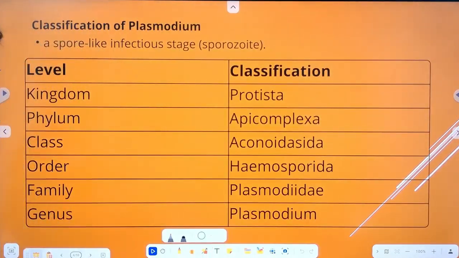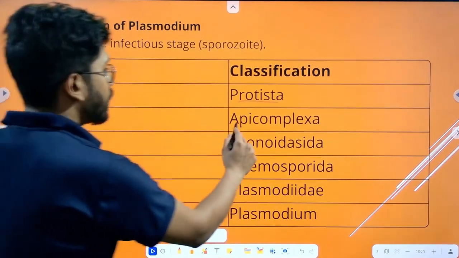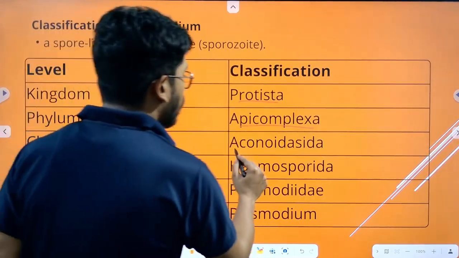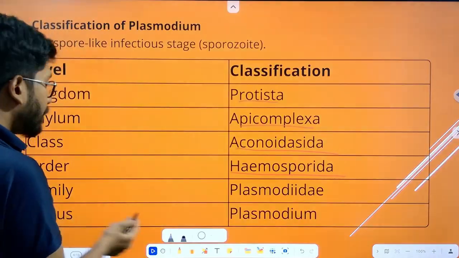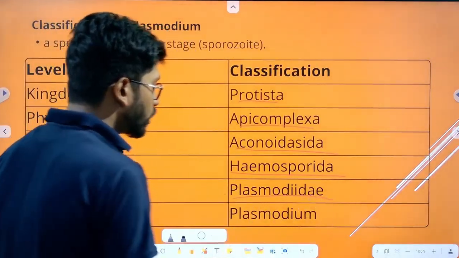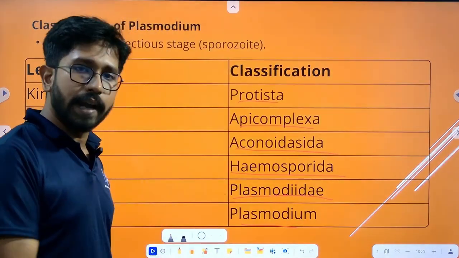Now let's see the species category of Plasmodium. Plasmodium is a protista which comes under the phylum Apicomplexa, class Aconoidasida, order Haemosporida, family Plasmodiidae, and genus Plasmodium. Under this we get vivax, falciparum, malariae, and ovale.